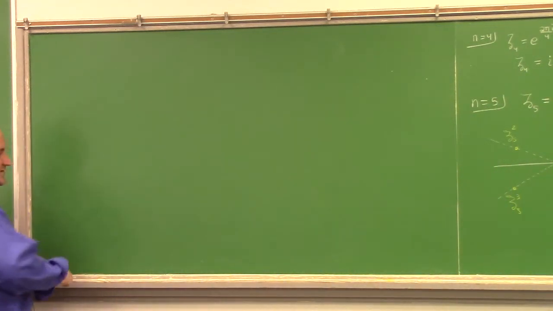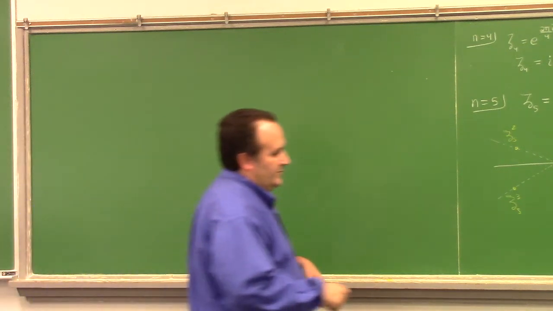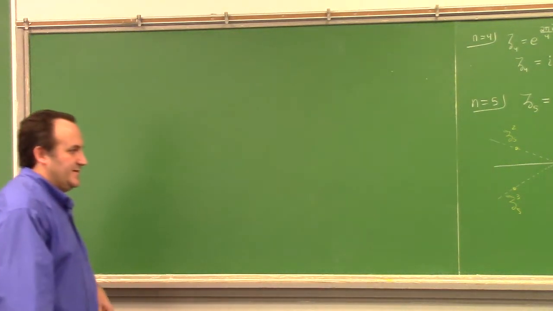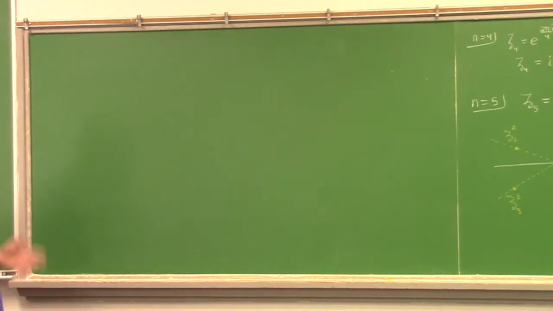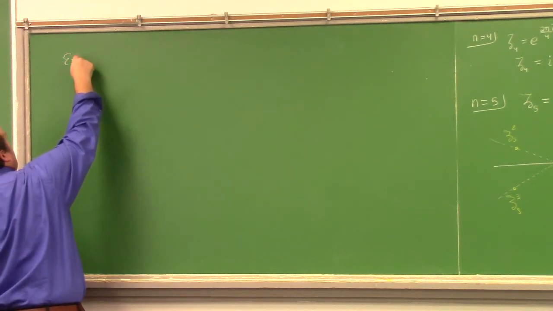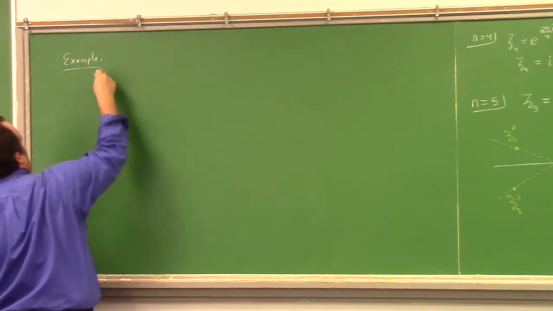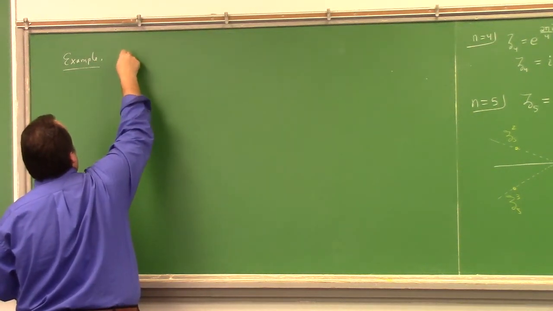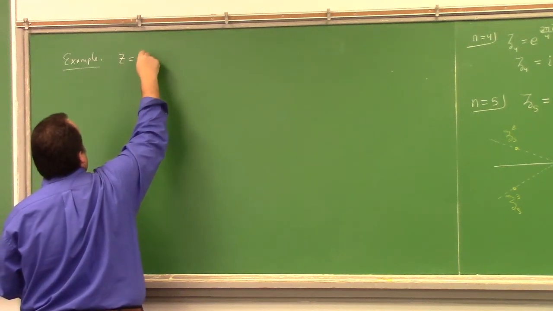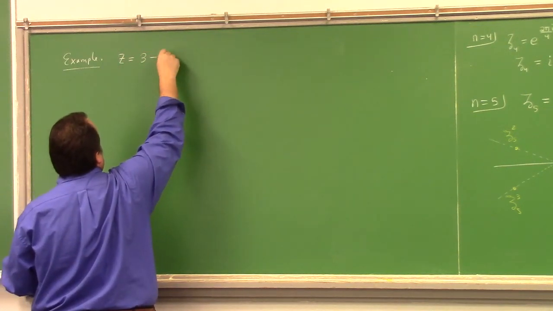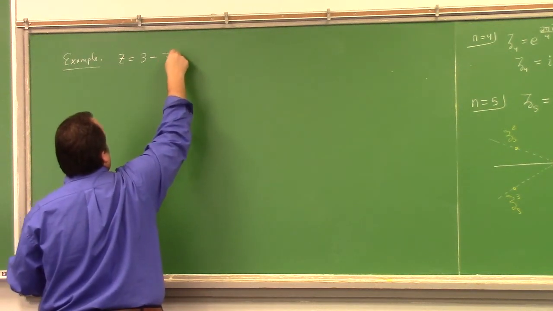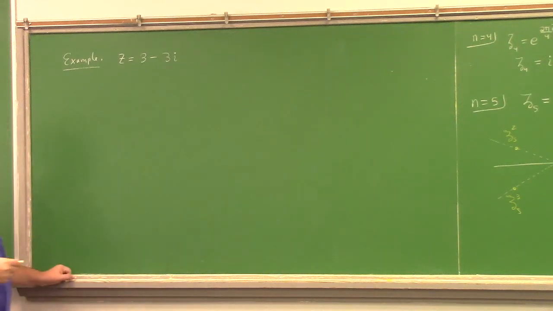Okay, so your textbook actually does have this stuff in it, but I think I'm probably talking about it in a slightly more sophisticated way than the textbook, but whatever. So let's do an example. Let's see here. How about z equals 3 minus, I don't know, 3i. Let's calculate the nth root of this, all right?